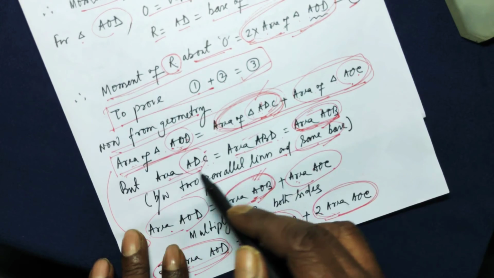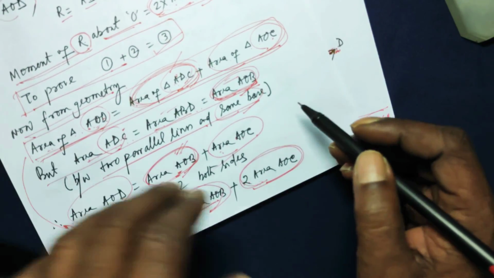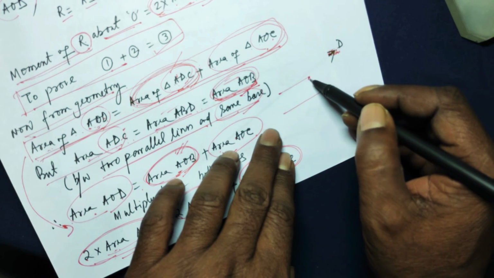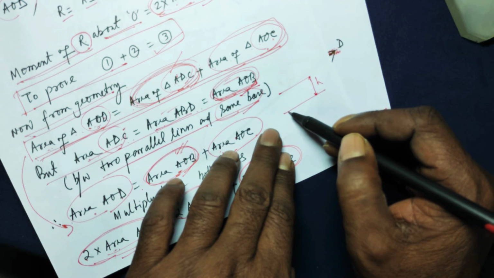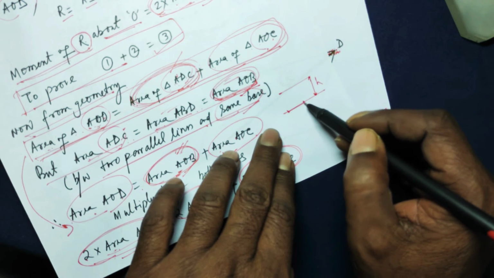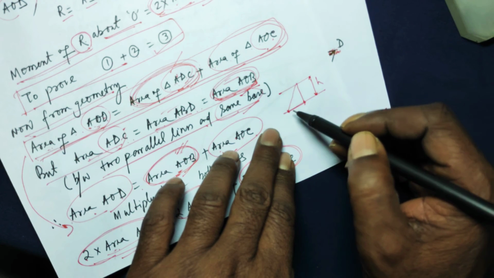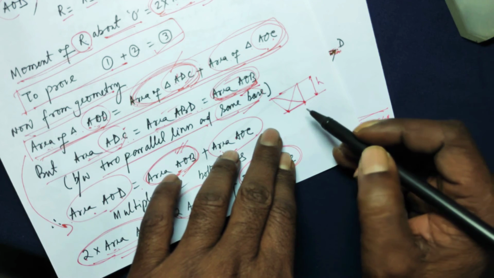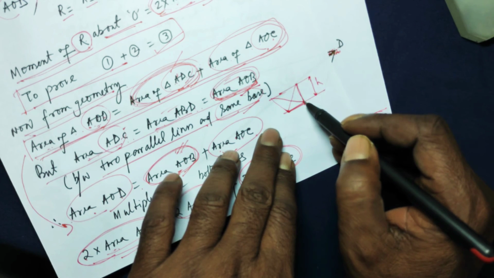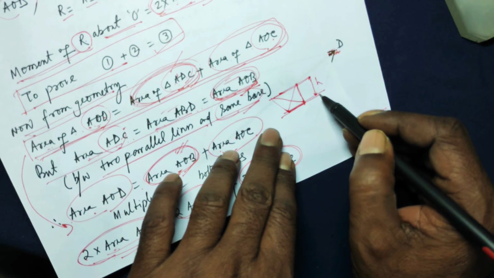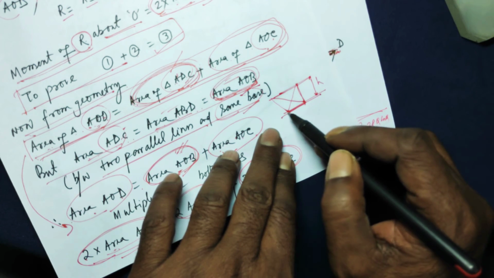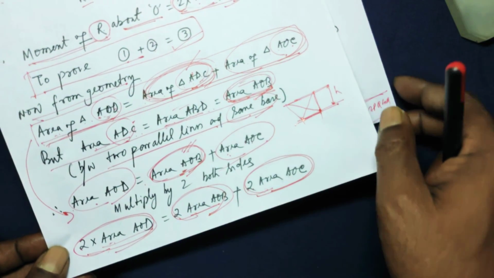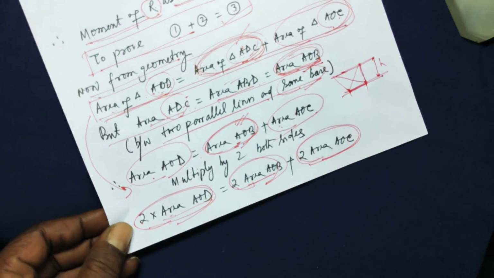This is to be understood because if there are two parallel lines, means the perpendicular distance between them is fixed. So taking this as base, from here to here as base, if you construct a triangle like this or if you construct a triangle like this, both will have the same area, because area of a triangle is half base into height. So between two parallel lines, if you construct two triangles having the same base, both will have the same area. That is to be understood.